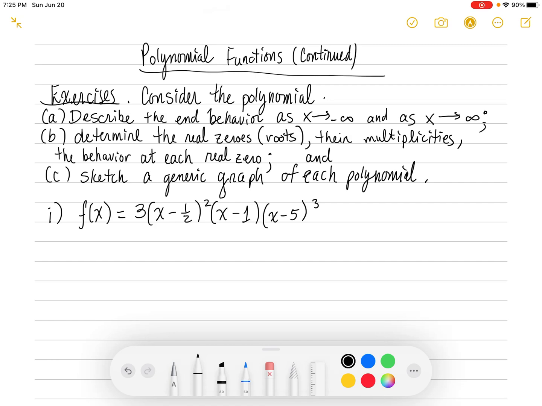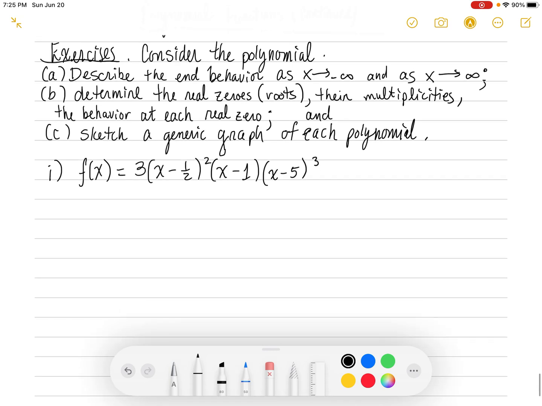All right, so this is going to be our last video covering analyzing polynomial functions. In this set of exercises, we're going to put everything together that we've learned. We're going to look at the end behavior. We're going to look at the real zeros, or x-intercepts, their multiplicities, and the behavior at each of these real zeros. And then we're going to sketch a generic graph. So it's not going to be a super accurate graph, but we're going to get a general picture of what the graph of each of these polynomials looks like.